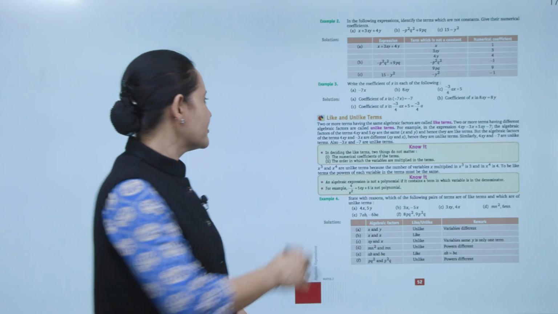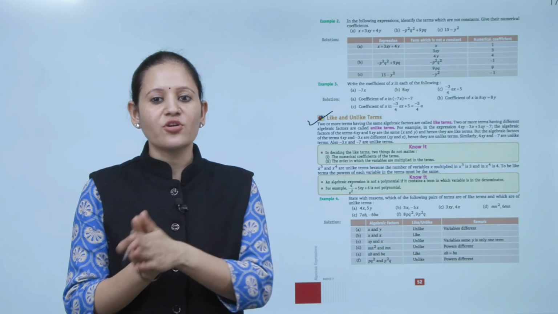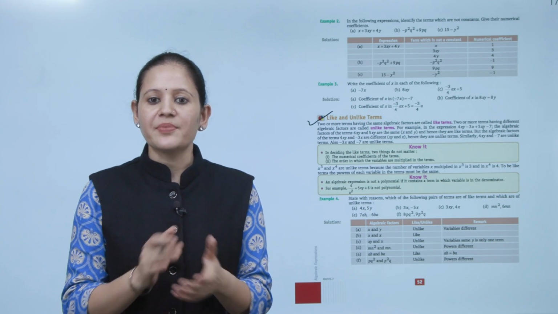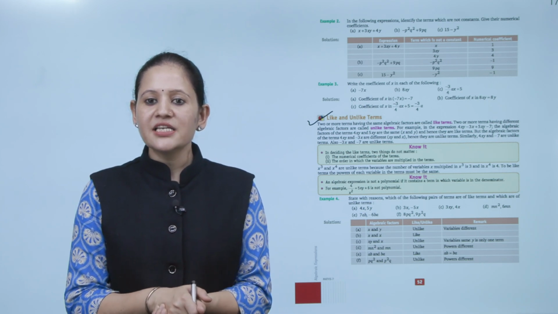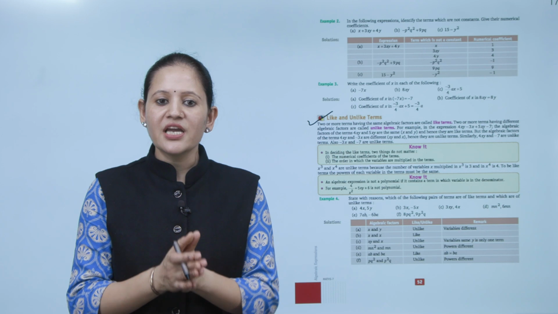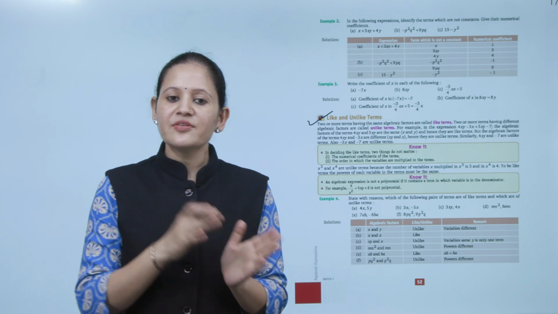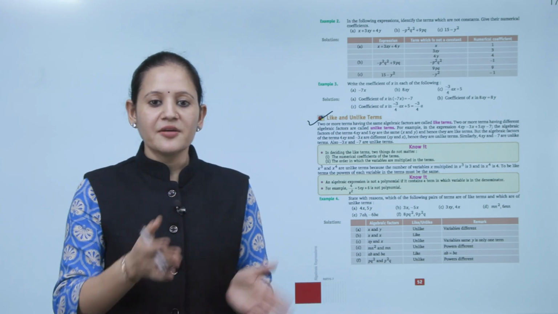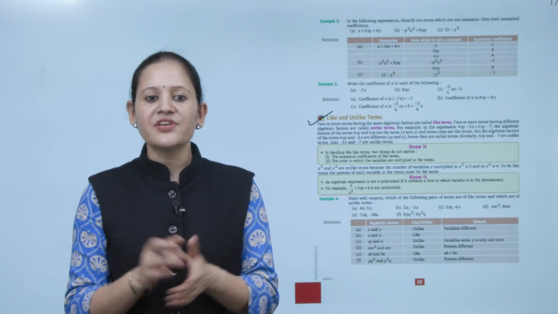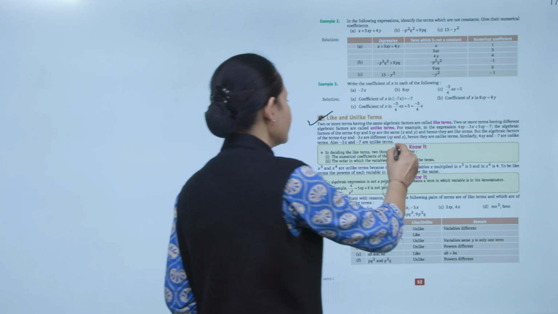Like and unlike terms. Two or more terms having the same algebraic factors are called like terms. Two or more terms having different algebraic factors are called unlike terms. For example, in the expression 4xy minus 3x plus 5xy minus 7, the algebraic factors of the terms 4xy and 5xy are the same. Hence, they are like terms. But the algebraic factors of the terms 4xy and minus 3x are different because एक के xy है और दूसरे का x है. Hence, they are unlike terms. Similarly, 4xy and minus 7 are unlike terms. Also, minus 3x and minus 7 are unlike terms. Know it.